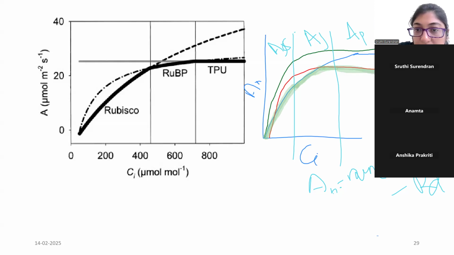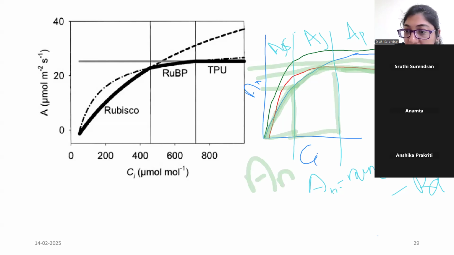So what is the net photosynthetic rate related to this? What is the net photosynthetic rate related to this? Say if this is slightly more, what is the net photosynthetic rate related to this? The minimum of these values is what will be taken as the value to be included over here.